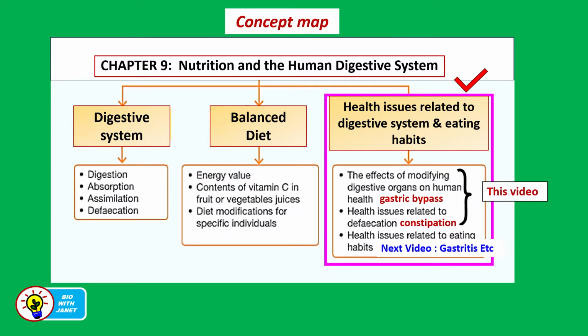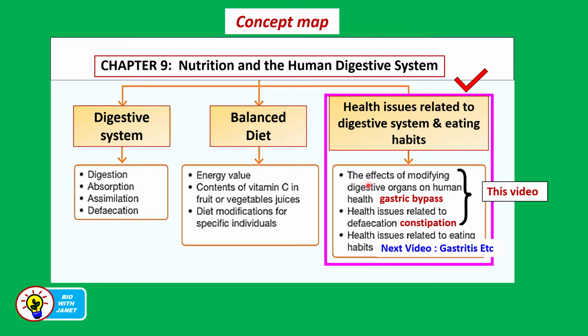So here's the concept map for Chapter 9, Nutrition and the Human Digestive System. We have already discussed the digestive system and also balanced diet. Okay, so next we're going on to the last part, which is health issues related to the digestive system and eating habits. Now, there'll be 2 videos on this.